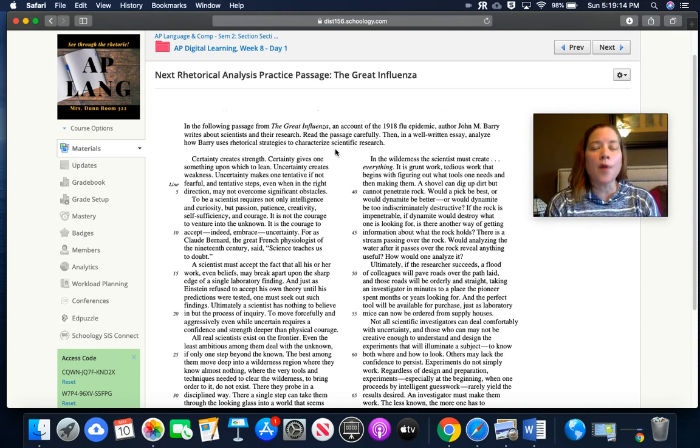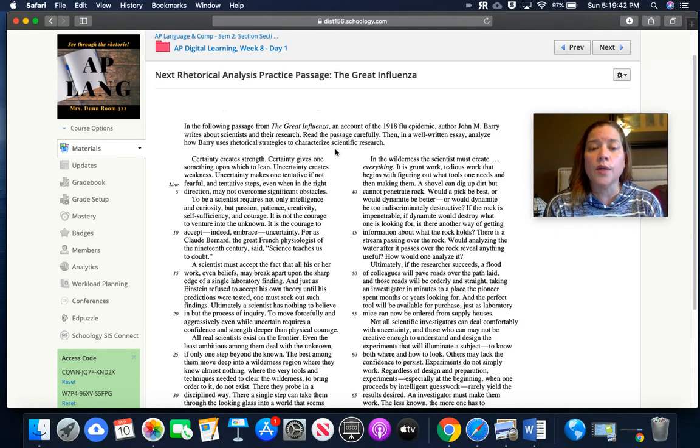So that prompt is telling me that I'm not looking for overall purpose. I'm not looking at to inform, to persuade, to demonstrate, or any of those things. I'm looking for how does he characterize scientific research? That means how does he create a character? Or what category does he put scientific research into? Or how would he define scientific research?